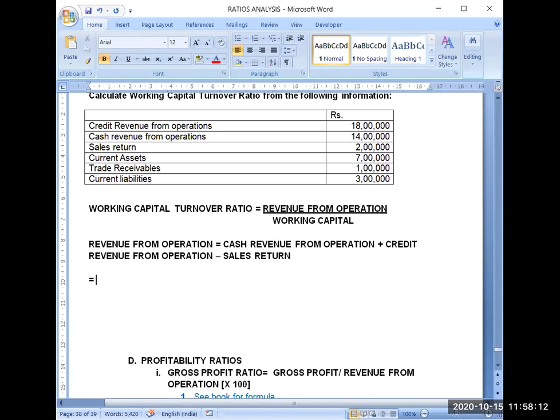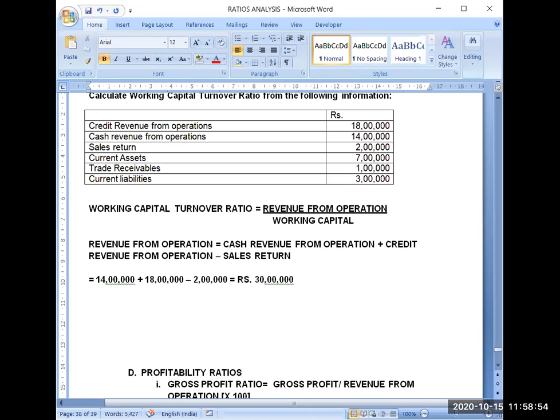Now, cash revenue from operation is 14 lakh. Then credit revenue from operation is 18 lakh. And sales return is 2 lakh. So 18 plus 4, 22 plus 10, 32 minus 2. So it will be rupees 30 lakh. So your revenue from operation is 30 lakh.